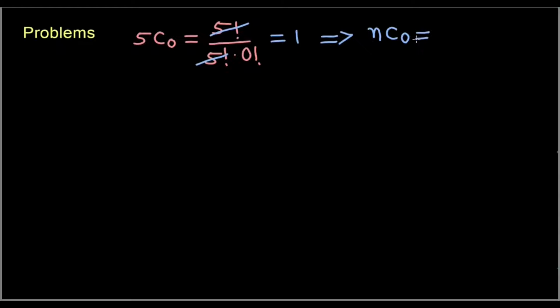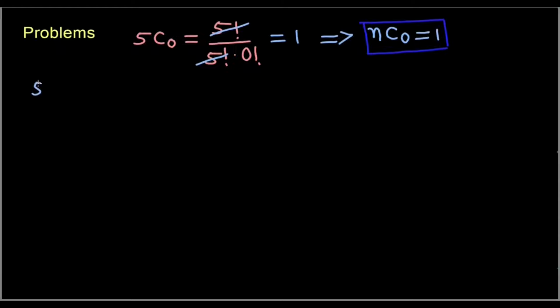Before we start solving problems, let us get acquainted with some shortcuts in the calculation of combinations. For example, 5C0 will be 5 factorial upon (5 minus 0), that is 5 factorial, multiplied by 0 factorial. So since this 5 factorial cancels with this 5 factorial and 0 factorial being 1, 5C0 works out to be 1. Therefore, in general, any combination nC0 is always 1.